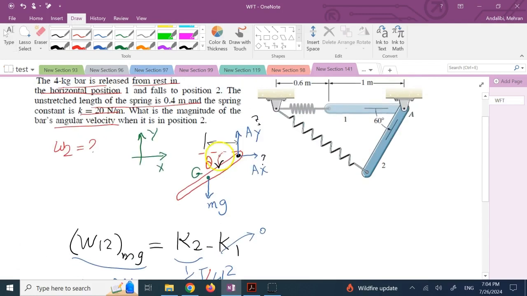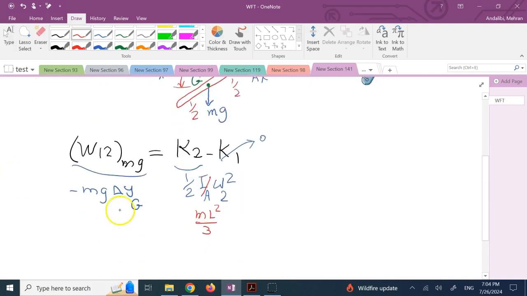And delta y of g is basically this distance, right? As you go from theta of 0 to theta of 60, since the whole length is 1, each one of them is 1/2. And when that angle is 60 degrees, that side is going to be what? 1/2 times sine of 60, and it's downward, so it's negative 1/2 sine of 60. And everything in this problem is known except for omega 2. And guess what? If you solve for omega 2, your answer is going to be 3.33 radians per second. Done.